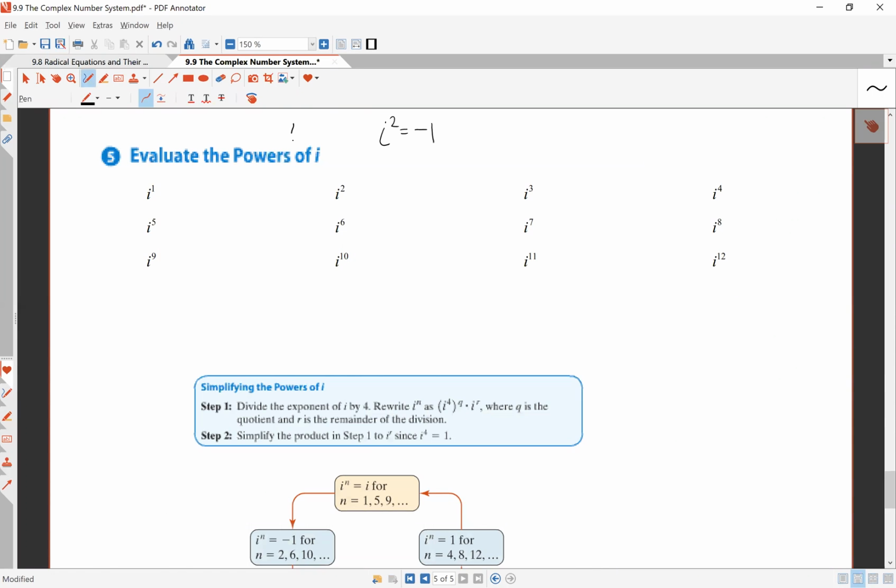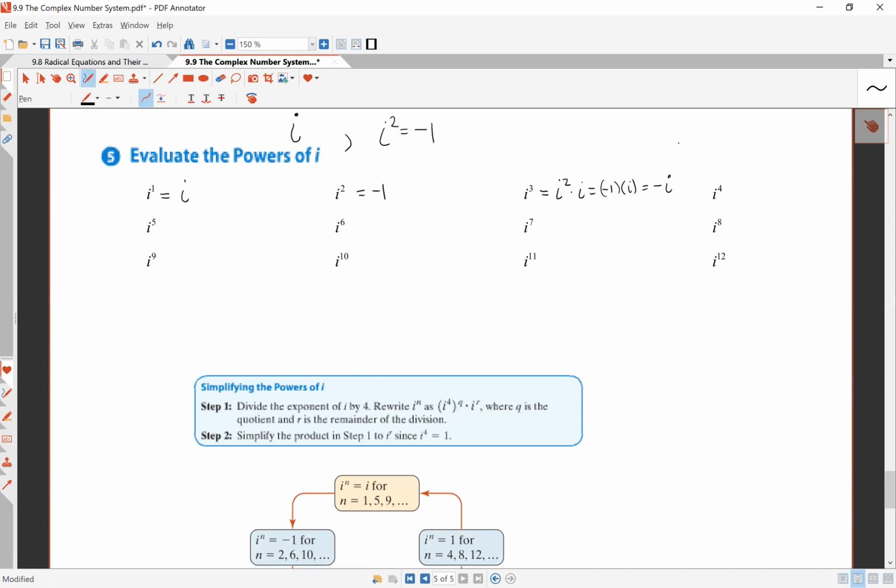We have the imaginary unit i, which is just i. We have i squared, which is -1. So i to the first is just i, and i squared is -1. And i cubed, once we get into higher powers, is i squared times i, and i squared is -1, and i is just i, so this gives us -i.